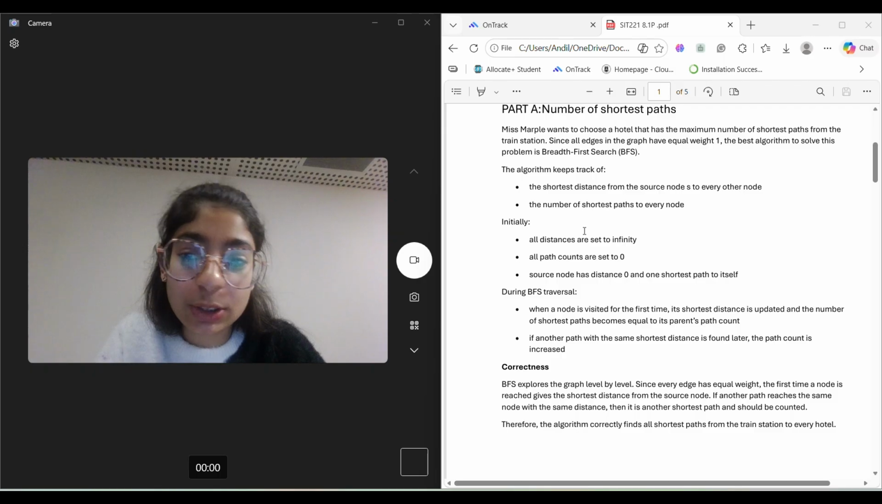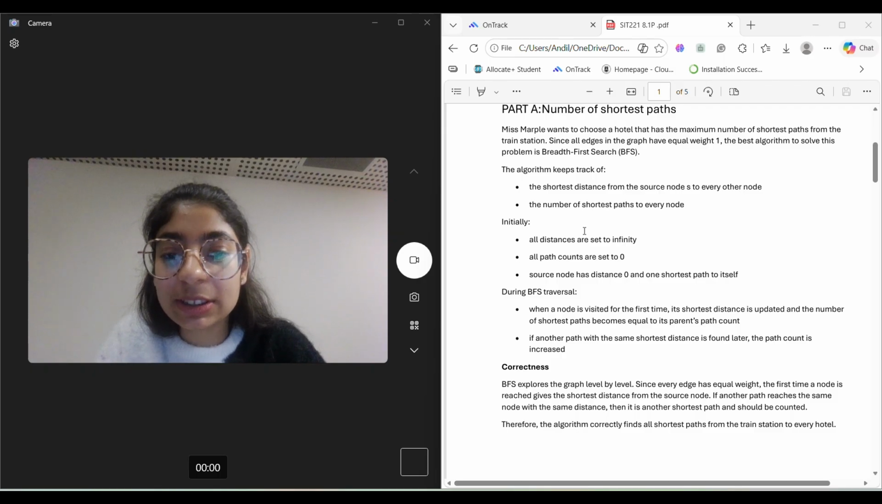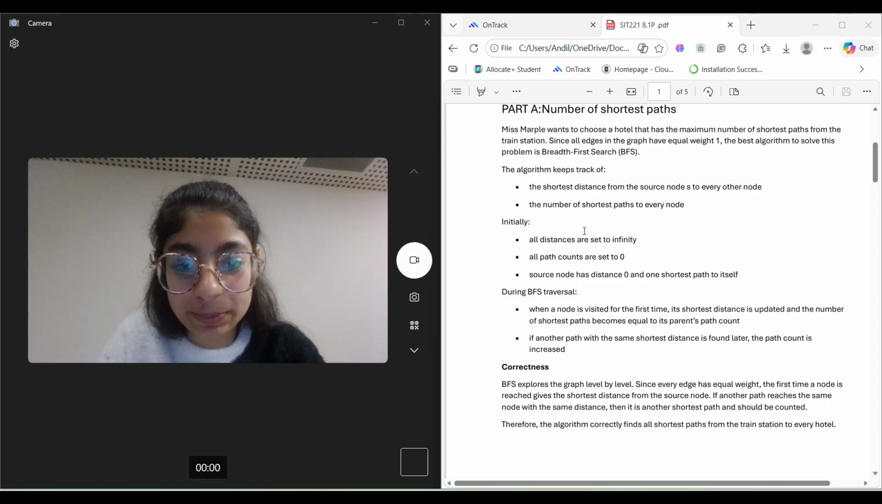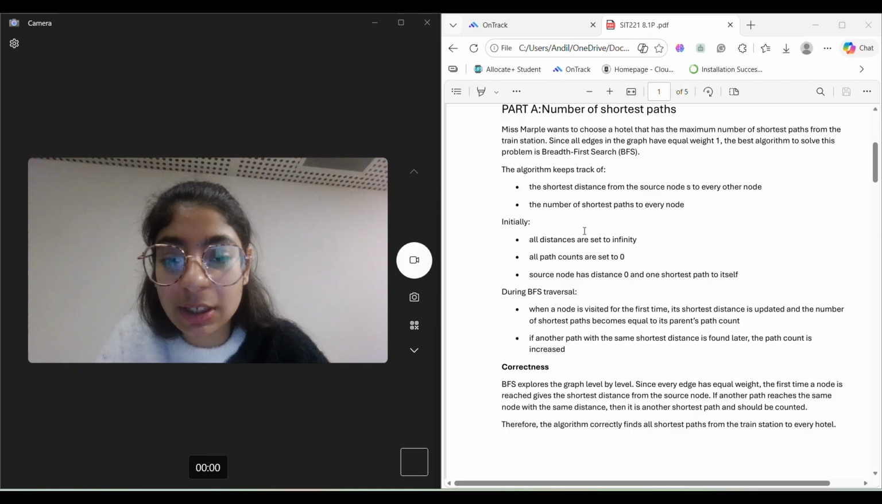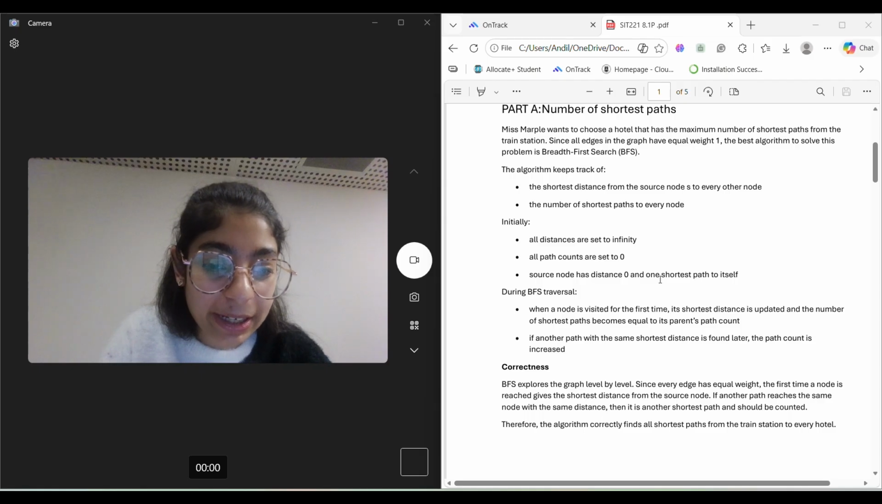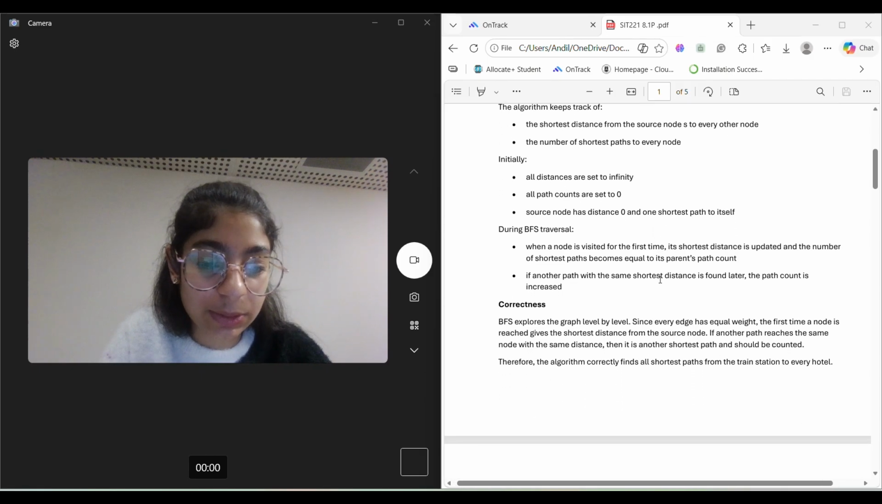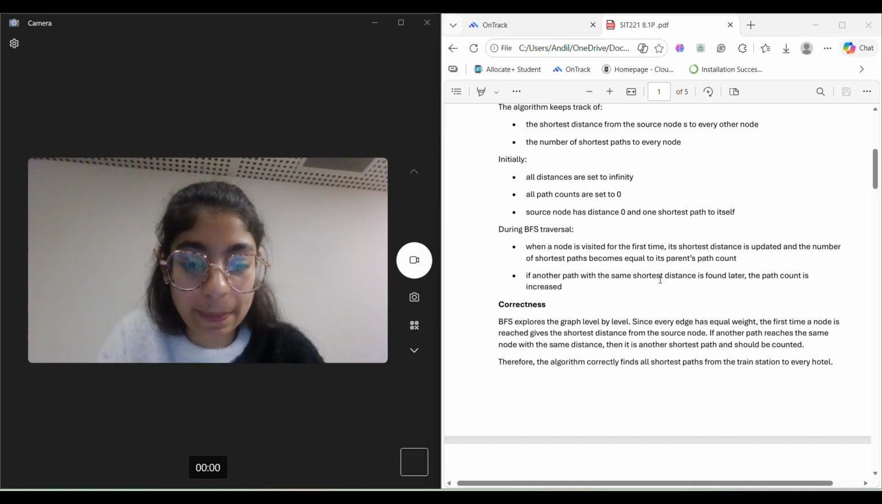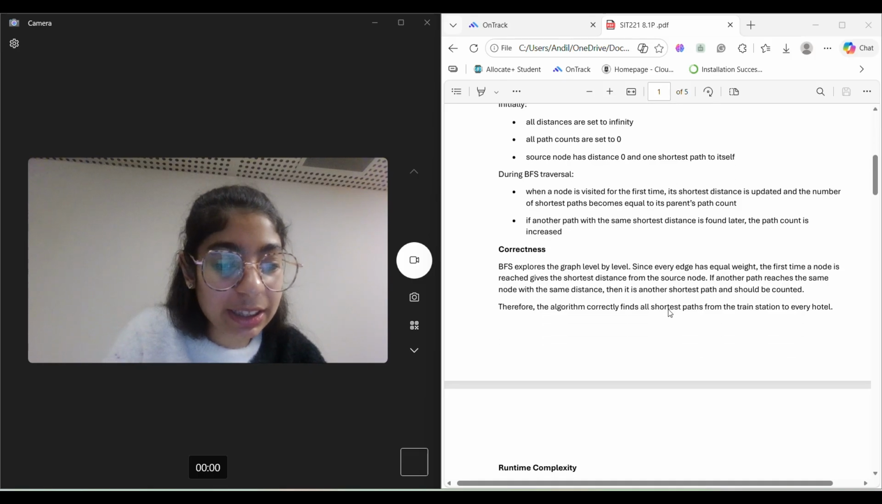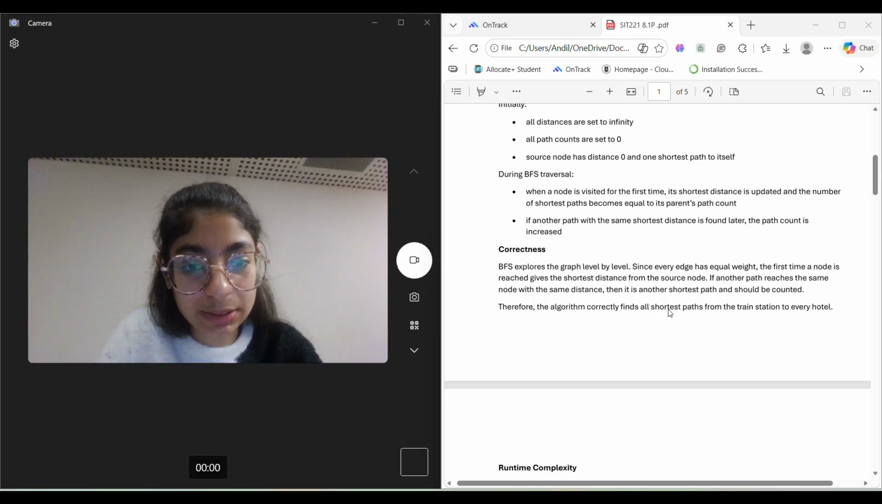Initially, every distance is set to infinity, every path count is set to 0, and the source node has distance 0 and path count 1. During BFS, when a node is discovered for the first time, its distance is updated and it inherits the path count of its parent. If another path reaches the same node with the same shortest distance, we add the parent's path count to the current count. So during BFS, the runtime complexity becomes O(n plus m) because every vertex and every edge is processed once.